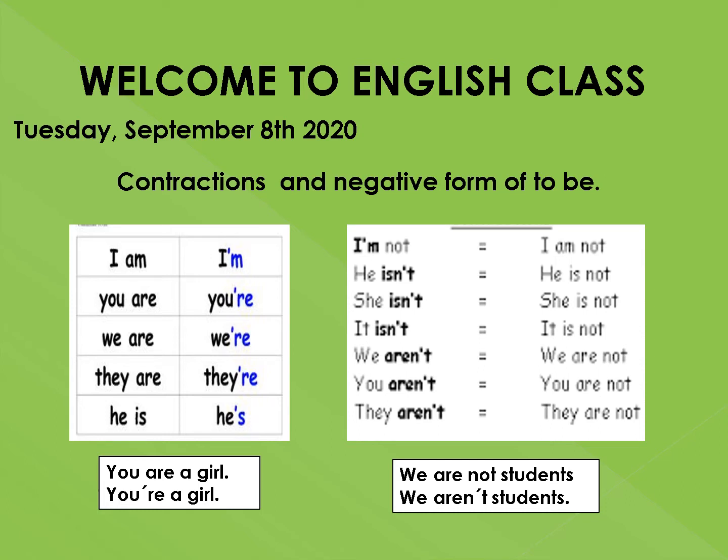It is not, the contraction is it isn't. We are not, the contraction is we aren't. You are not, the contraction is you aren't. They are not, the contraction is they aren't. Example, we are not students. We aren't students.